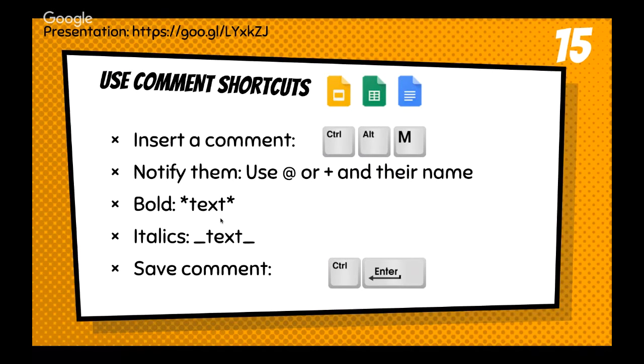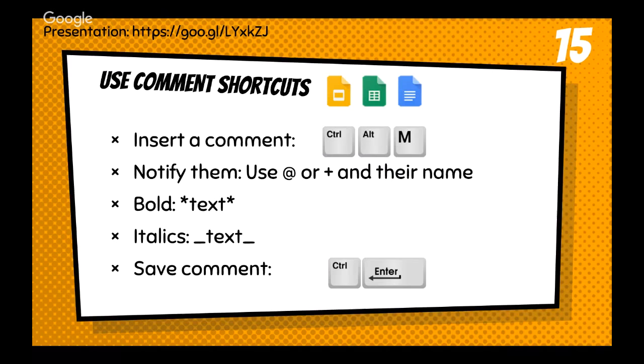Comment shortcuts: for those of you using comments in slides or sheets or docs, to insert a comment pretty quickly, most of you probably know you just move your cursor over to the side and that little comment bubble will pop up. But another quick way to insert a comment is Control-Alt-M.